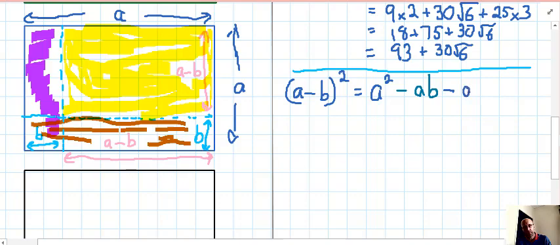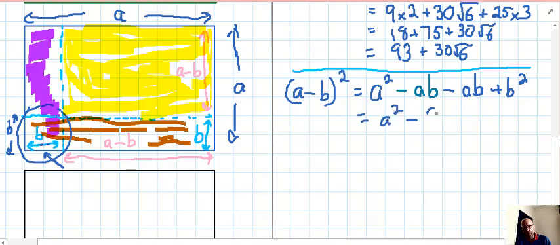Now we've taken something, that's right so far, except that I've taken this zone off 2 times. That's not right. I wanted to remove it once only, so I'm going to have to put this little area back on. Now what is it? It's a little square of b by b. You can see the b height on the right side, so it's b times b across, so that's b squared. And so we've got a squared minus 2 lots of ab plus b squared, and that's the expansion of a perfect square when we've got a minus b.